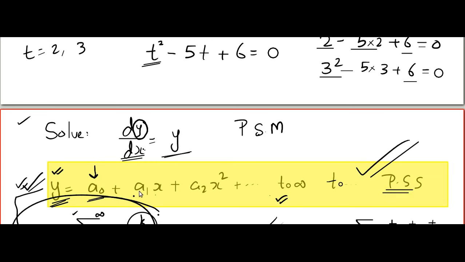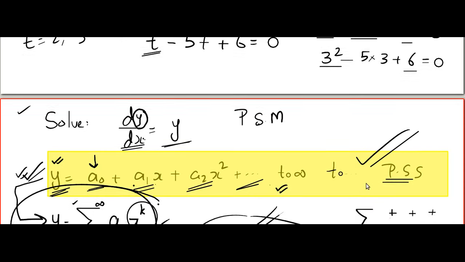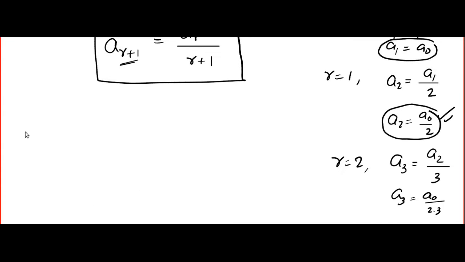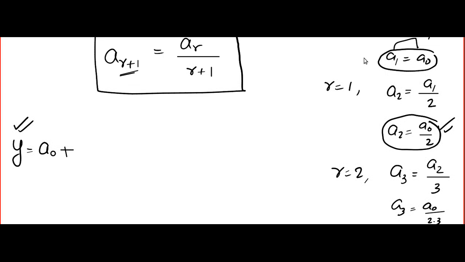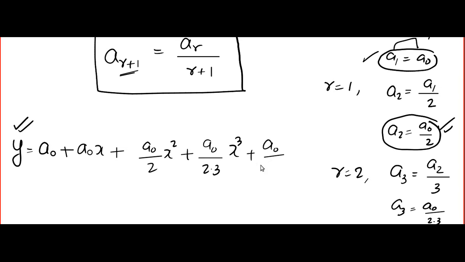Now I'm going to plug in everything here. I found a1, I found a2, I found a3, etc. So I'll plug all those values and that will be my solution. So I'm going to write the required solution is a0 plus a1 into x. But a1 is a0 x plus a2. a2 means a0 by 2 into x squared plus a3. So a0 by 2 into 3 into x cubed. And it's pretty obvious that the next one will be 2 into 3 into 4 into x to the power 4 plus etc.